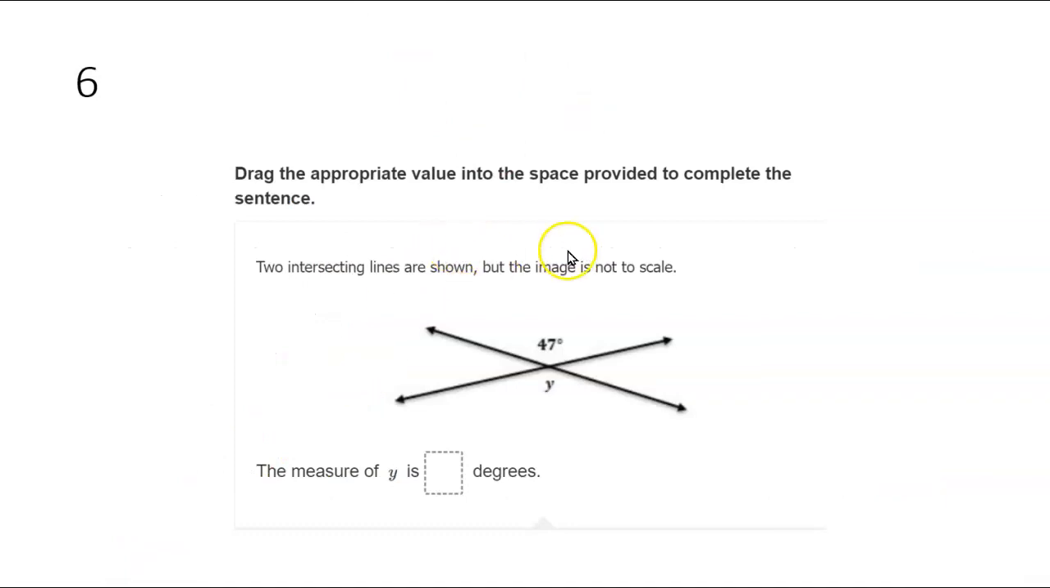Two intersecting lines are shown, but the image is not to scale. The measure of angle Y is blank degrees. All right, when I look at these angles, I see that I've got two lines. They form vertical angles. Vertical angles are just when two lines cross, so the angles that are across from each other. And vertical angles are always congruent. So I know that angle Y is 47 degrees.